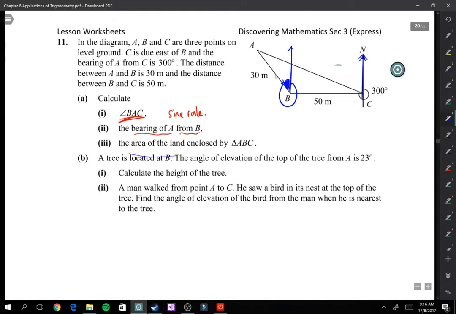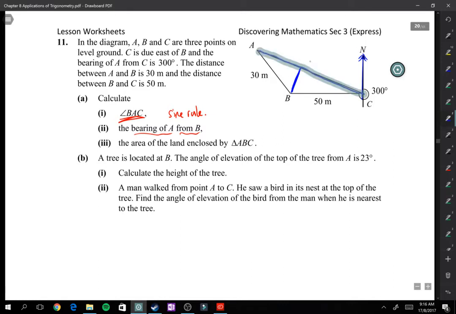Now, the area of the land enclosed by a triangle ABC. The area of the land will then be, if you draw a perpendicular line, this length times this height. Of course there are other ways to do it. For example, if you draw a perpendicular line here, you can find the length of this. Can you? I don't think you can. So the best way is to do this. You take this length, multiply with this length.